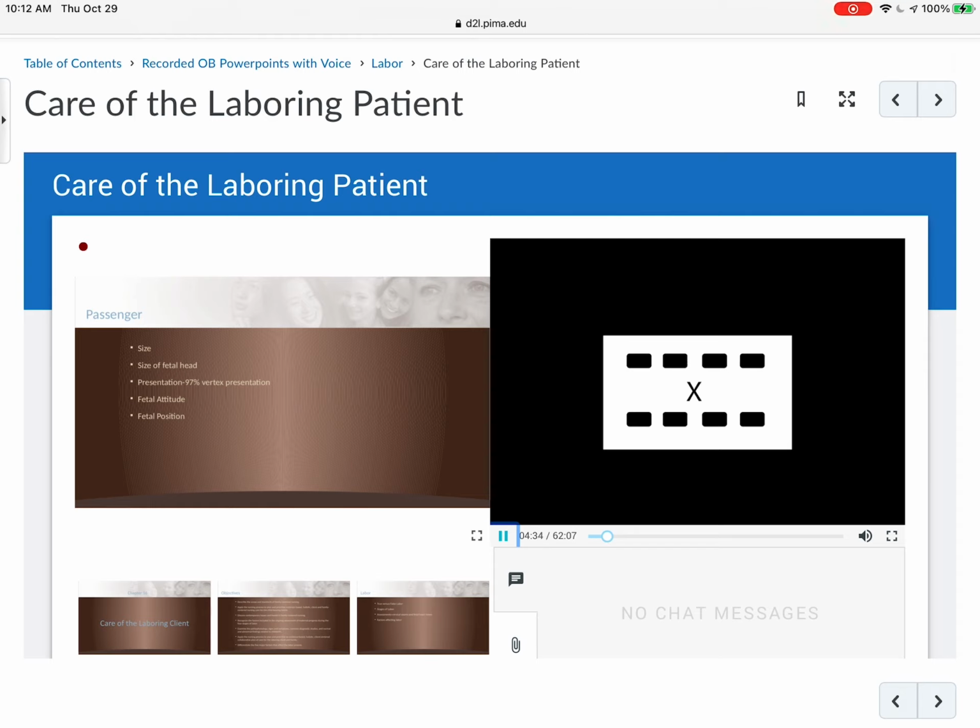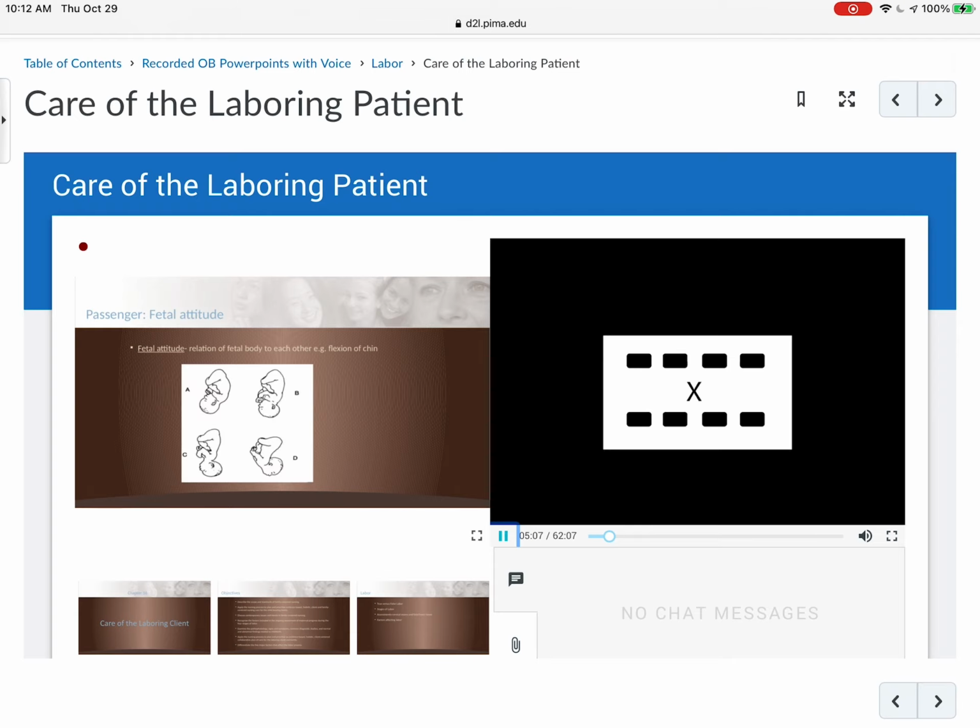That's the smallest position. If it's coming out looking up at the ceiling, and the chin is away, just for a second, put your chin away from your chest and look up, and you can see how that might be a more difficult delivery through the birth canal. The fetal position has a lot to do with it, and that would be whether the baby is looking down or up or sideways. Again, the easiest way for that baby to come out of the birth canal is with its chin to its chest, looking down.